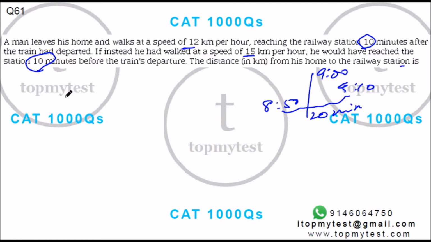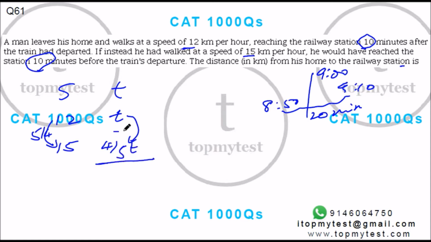So you have speed and time, at 12 kilometers per hour and 15 kilometers per hour. If he takes t minutes, the speed has become 5 by 4. 15 is 5 by 4 times 12. Speed and time are inversely related, so the time should become 4 by 5 t. How much is the time saved? Time saved is 1/5 t, which is 20 minutes. So t should be 100 minutes.